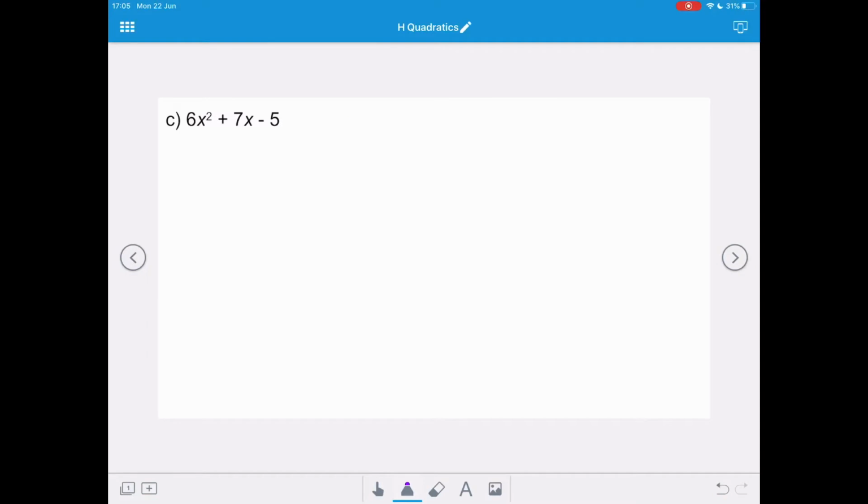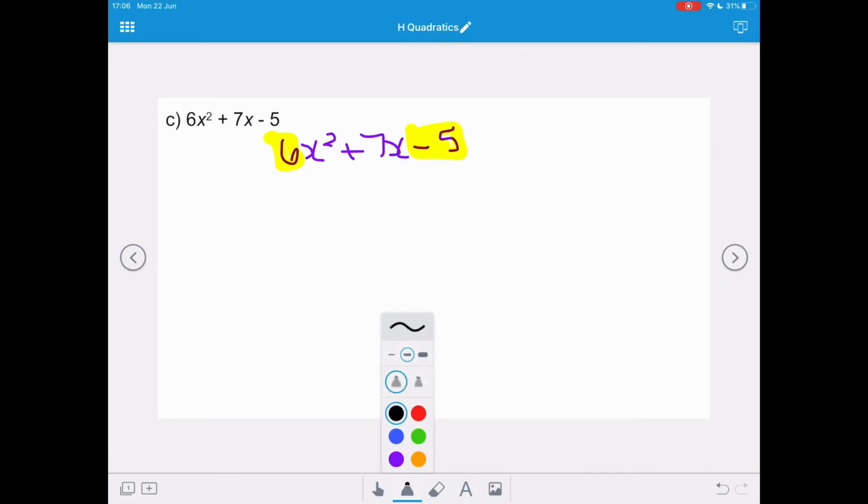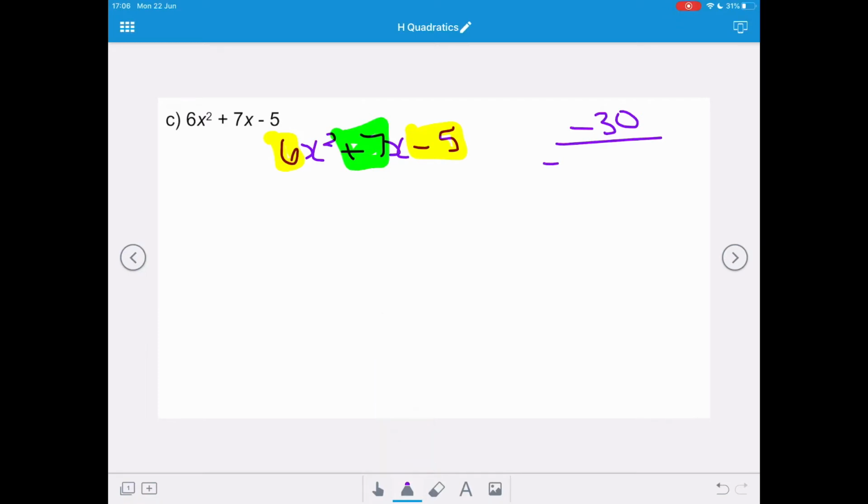So next we've got 6x squared plus 7x minus 5. So here we've got a trinomial. And because we've got a non-unitary x squared term, we're going to use the magic number technique. So if we rewrite that as 6x squared plus 7x minus 5, our magic number is the 6 multiplied by our negative 5, which gives us negative 30. Now we want to find the factors of that negative 30. They're going to add together to give us plus 7. And because we've got a negative 5 at the end, we know that our brackets are going to have different signs. So we're going to have a positive 30 and a negative 1.